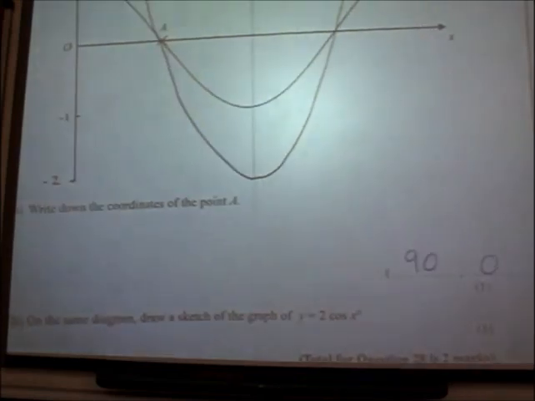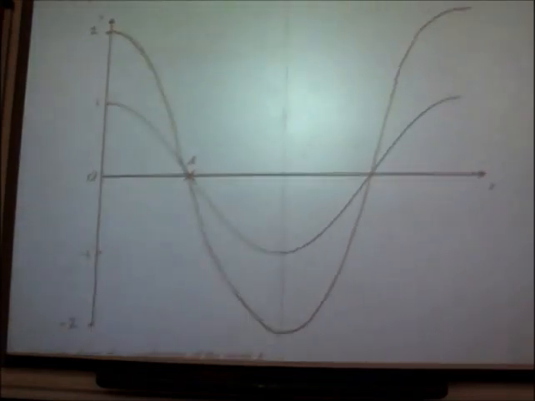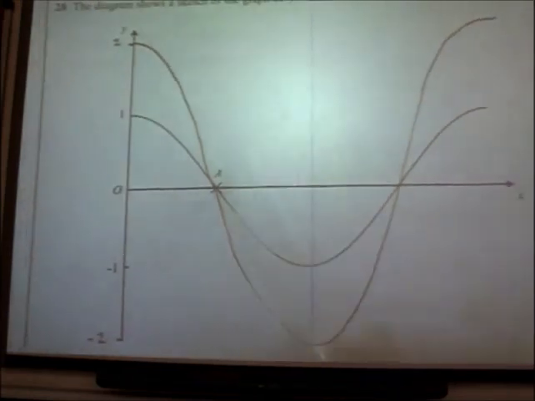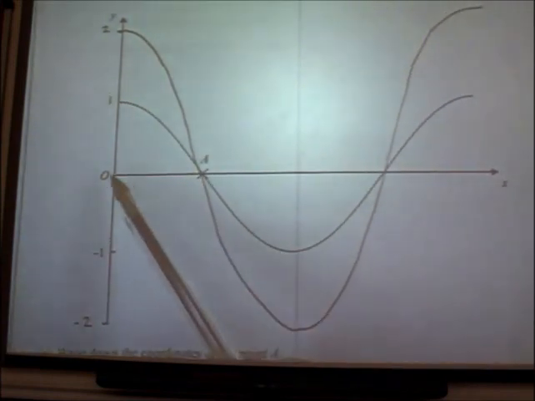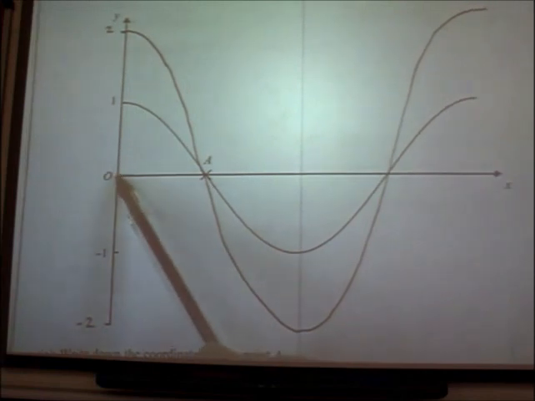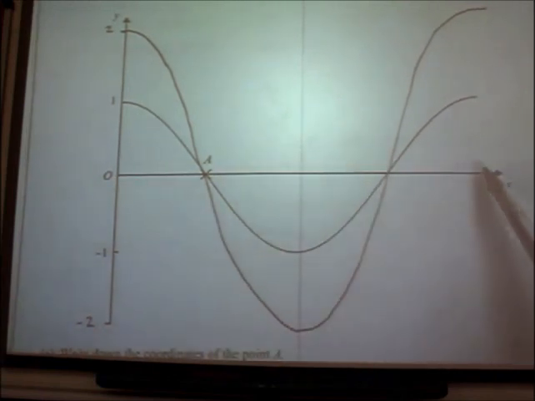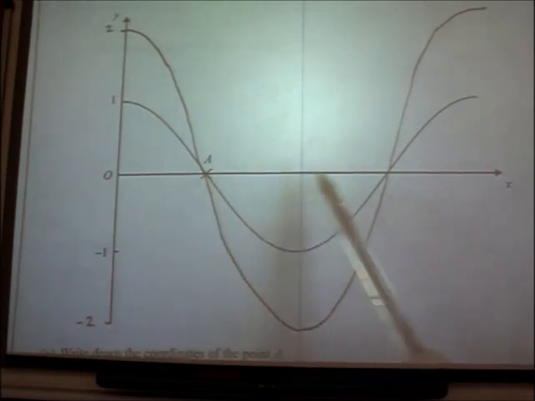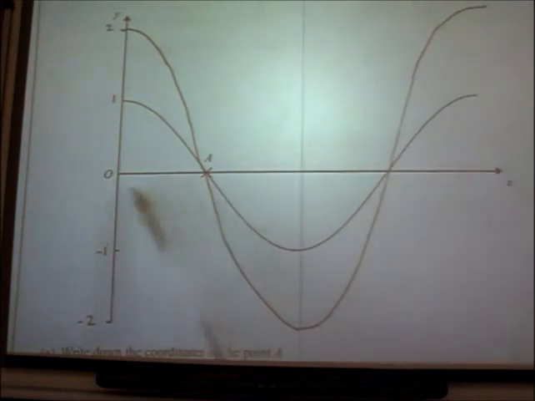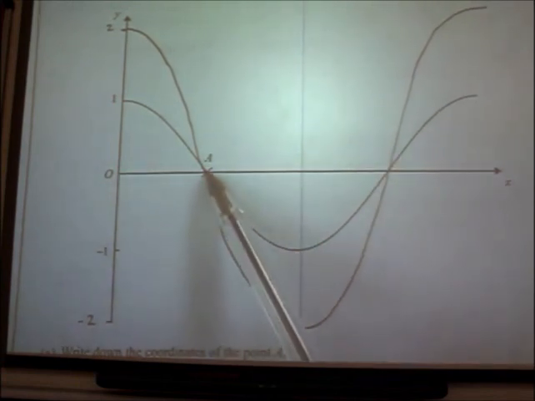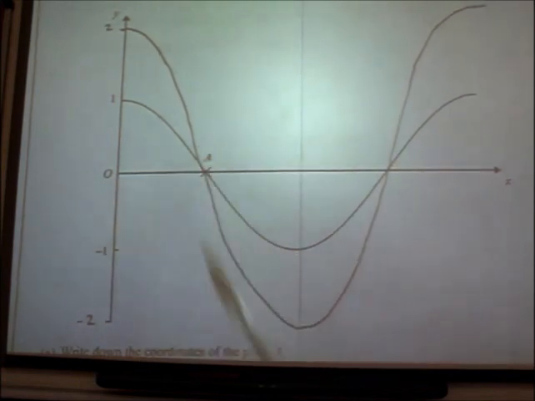Question 28, last one. Write down the coordinates of point A. Point A is here. You're told that this is the graph of y equals cos x. What you need to know is this starts off from 0 degrees and it goes up to 360. So it goes along like this. It goes 0, 90, 180, 270, 360. So the coordinates of point A are 90 and 0, because it's 90 degrees along. You don't go up or down at all.